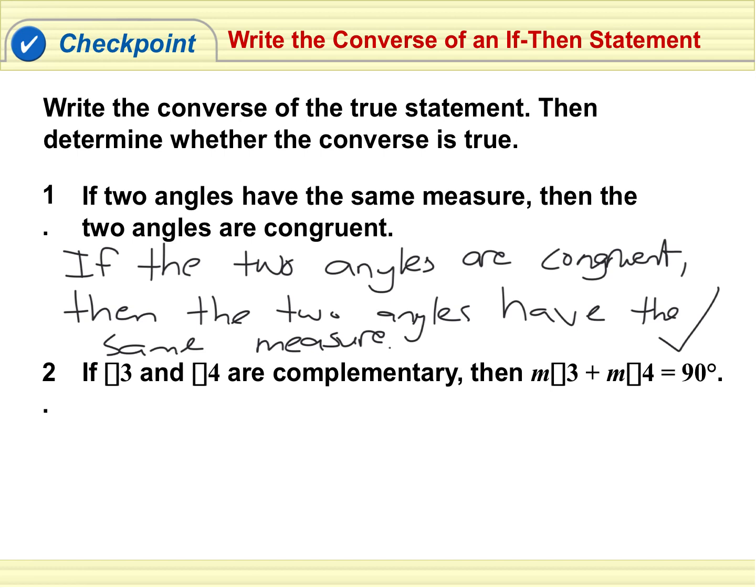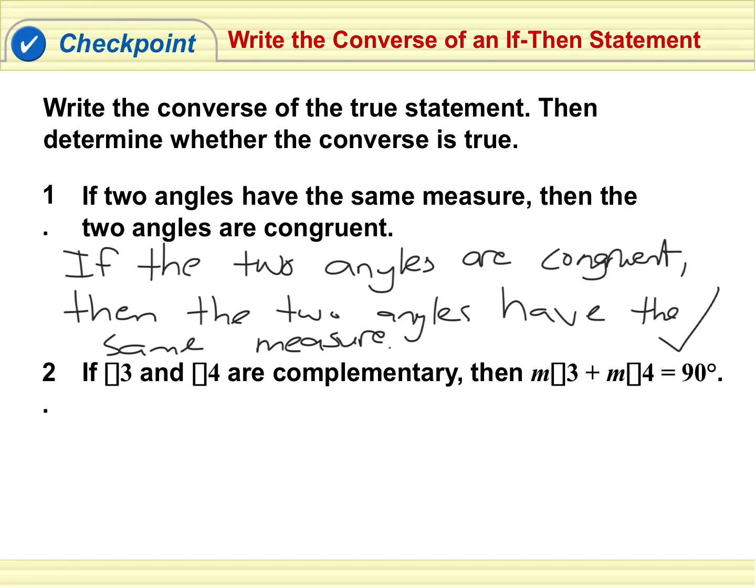Number two, if angle 3 and angle 4 are complementary, then their measures add up to equal 90. What would my converse be? Raise your hand. What would my converse statement be? Say the if statement. If 3 and 4 are complementary, then they equal 90.